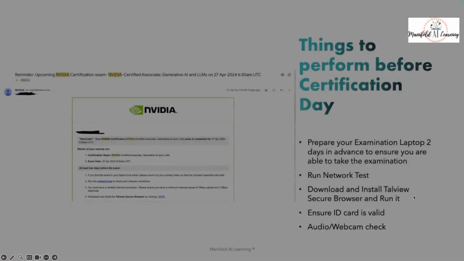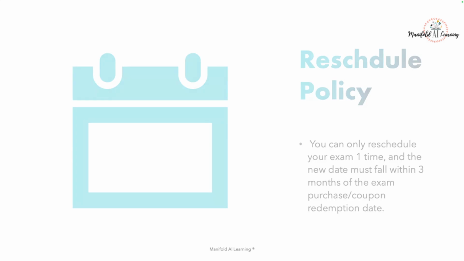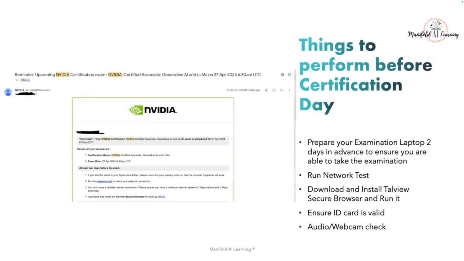As per NVIDIA, the reschedule policy says that you can only reschedule your examination one time, and the new date must fall within 3 months of the exam purchase or the coupon redemption date. So by doing this 2 days prior, you will be ensuring that your hardware is ready and you will not have any issues on the examination day. You will get an email, but don't depend on it. On the first registration email itself, you'll get all these instructions. Do this 2 days before the examination.